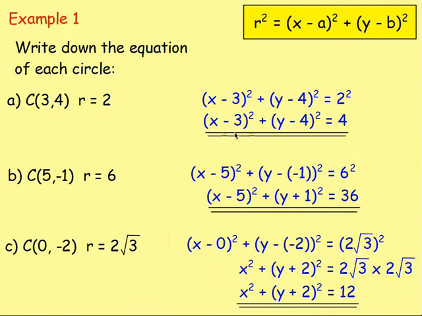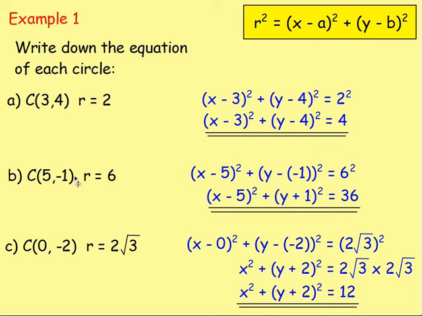We went on to some examples of that. Write down the equation of each circle. So I was giving you the centre and the radius. How generous. So for this one, you had x take away 3, all squared, plus y take away 4, all squared, would equal your r squared. So that would equal 2 squared. Just work out what r squared is. That equals 4. So that's the equation of the circle, and you can just leave it in that form.